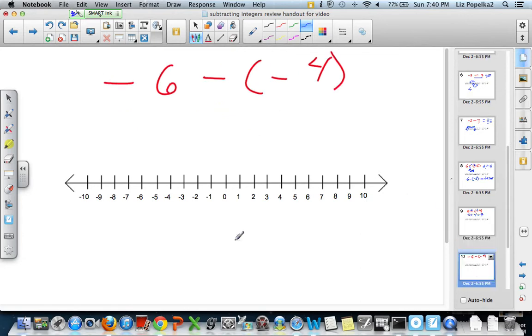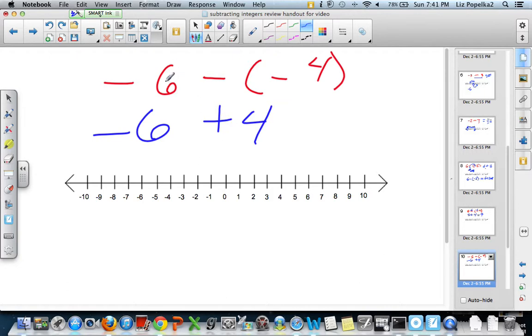Let's try one more. You guys try this one at home. There's a little bit of a twist on it though. Now this negative 6 still stays put. A really common misconception that people have is they go, okay, this is minus a negative 4, so I know that's going to become a plus 4, but then they change the 6 also. There aren't 2 negatives in front of that 6. There's only 1. So that negative is still going to stay a negative.